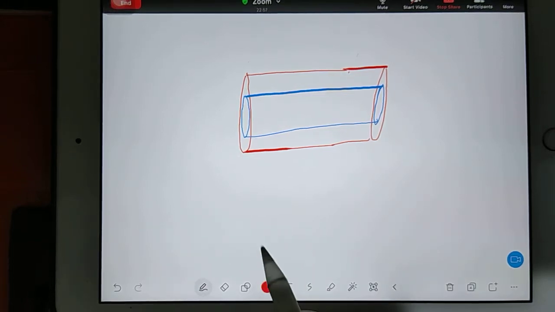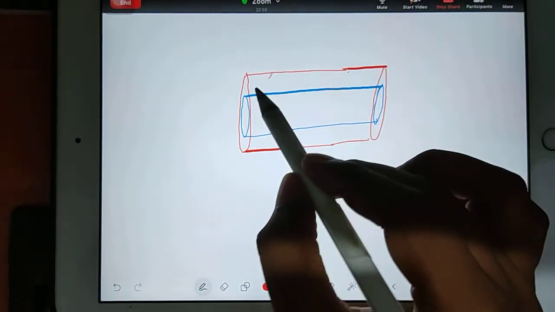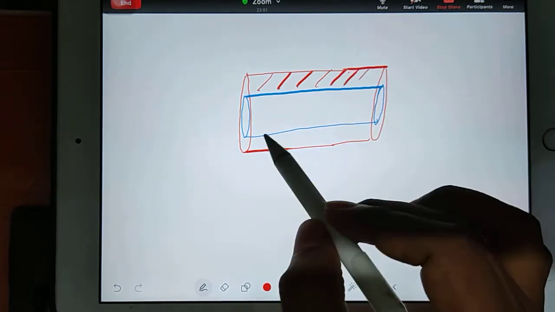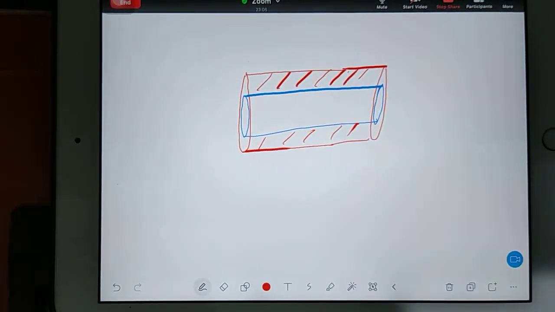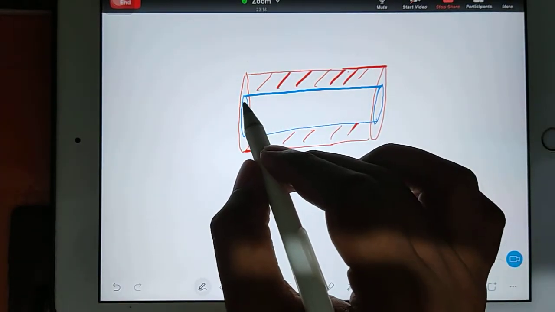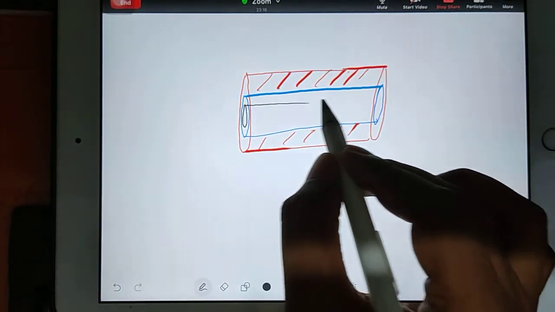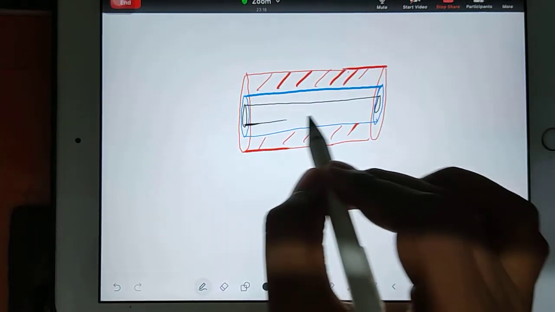So actually what is this? Here you have material, and the middle portion is hollow. In that middle portion I am keeping another type of material. Suppose I am keeping any other material like this bar.